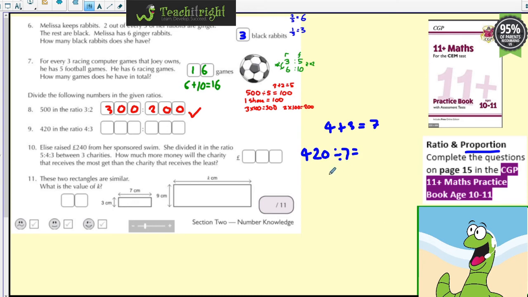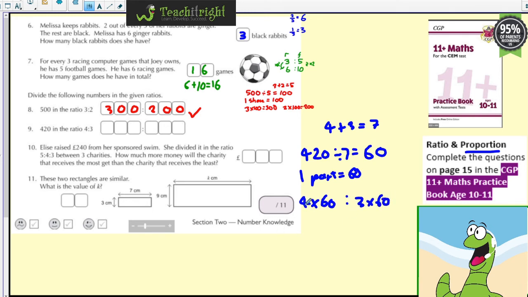If you can't do it mentally, use a bus stop, but luckily I can do 42 divided by 7, which is 6, add the 0, gets you to 60. And now I know that 1 share is 60, or you can call it 1 part, depending on how you like to call it. 1 part, 1 share, one of them is 60. So now I want to have 4 lots of 60. And on the right, I want to have 3 lots of 60.